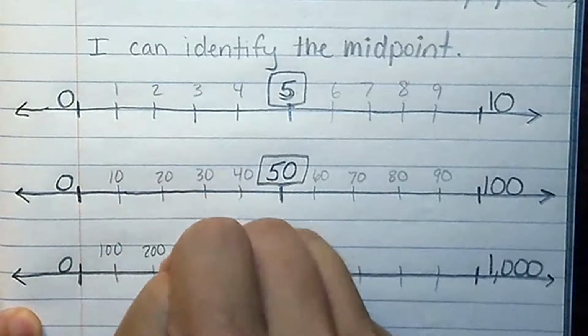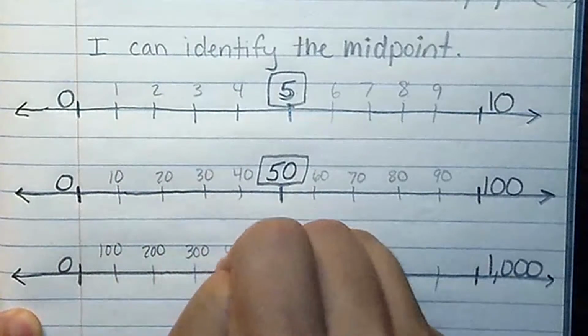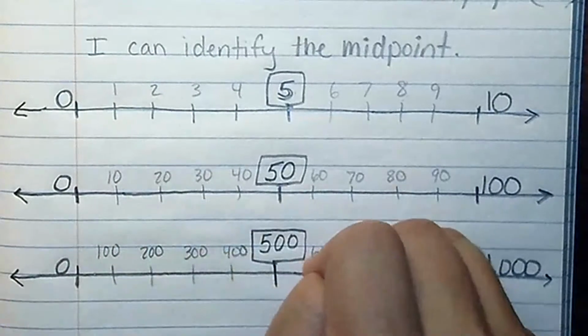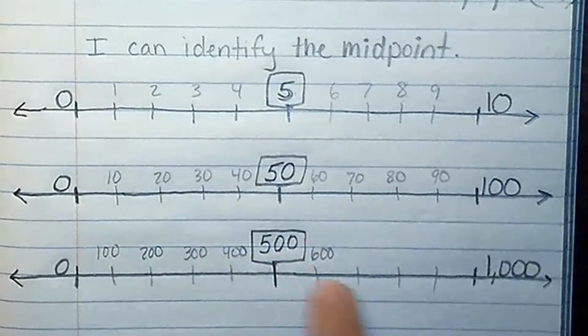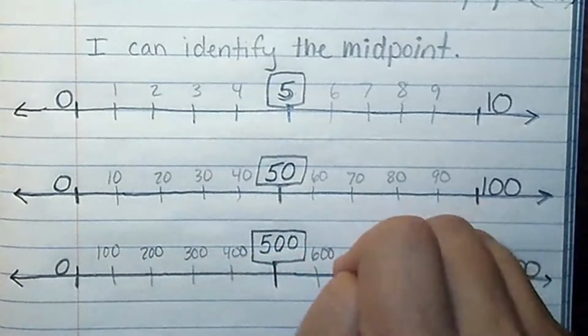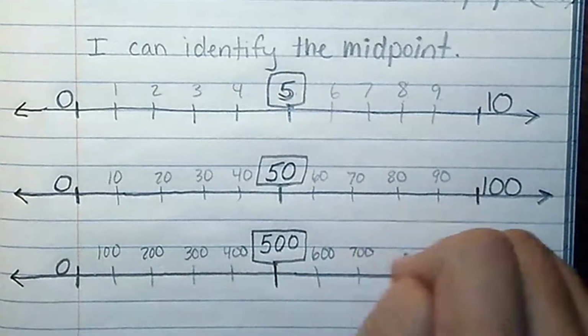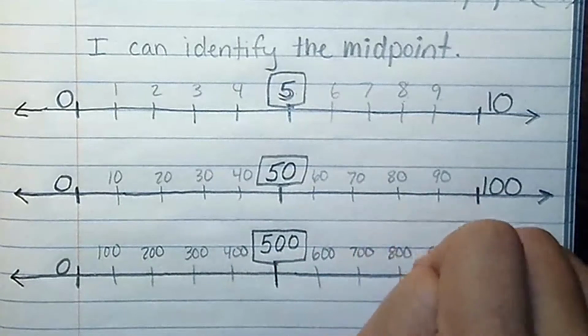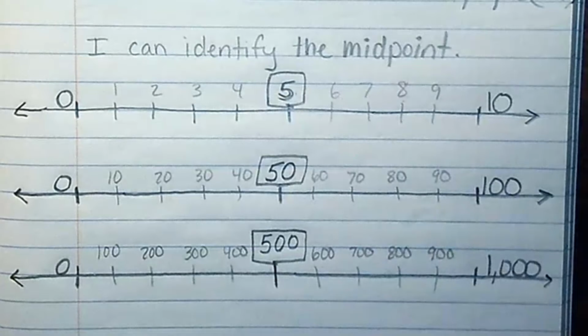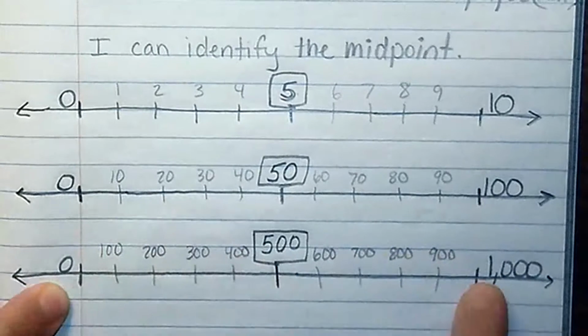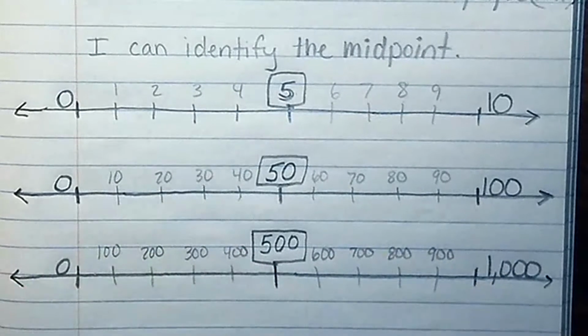100, 200, 300, 400, 500, 600, 700, 800, 900. 500 is right in the middle. It's the midpoint. It's an equal distance on both sides. It's pretty great, right? This is a pattern we'll find for all of our numbers. Let's pick a different number.